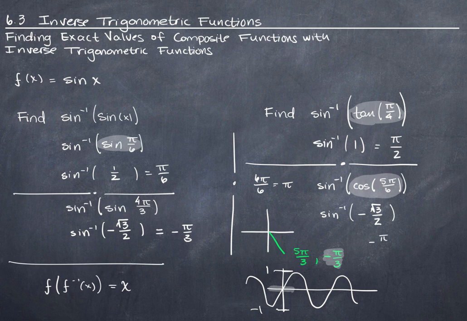Negative pi over 3. My main reason for going to the length of detail that I did with this particular example is that it's a pretty sticky place for a lot of students. It's really easy just to say, find the cosine of 5 pi over 6 and then take the inverse sine of that number. But that may not give you an angle in the right place. So you have to be careful to find the right one.